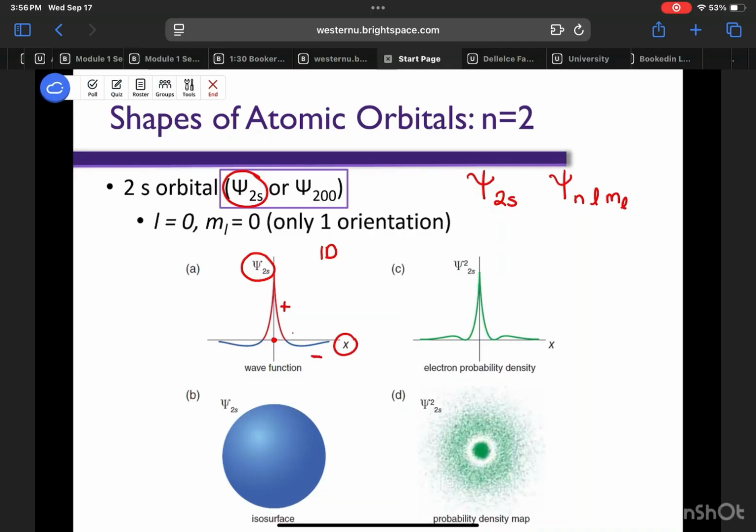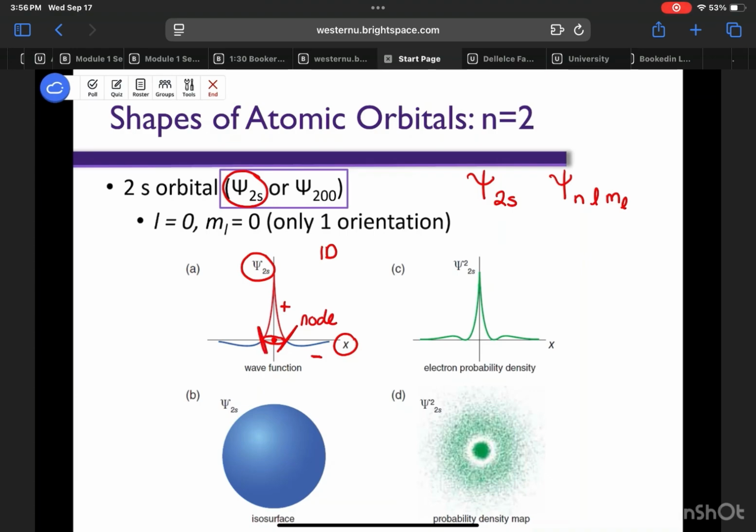Where that change happens, that's a node. The 2s orbital has one node. As we go out from the center one way, we have a node. As we go out from the center the other way, we have a node, but it's the same node because this is a spherical node.